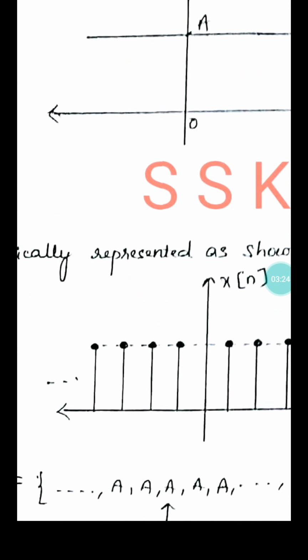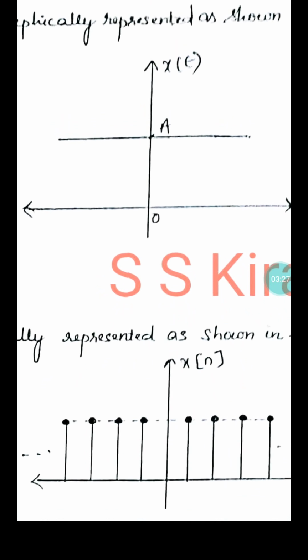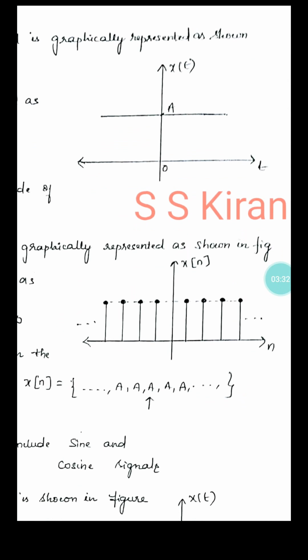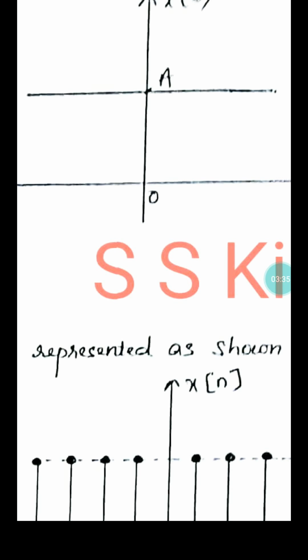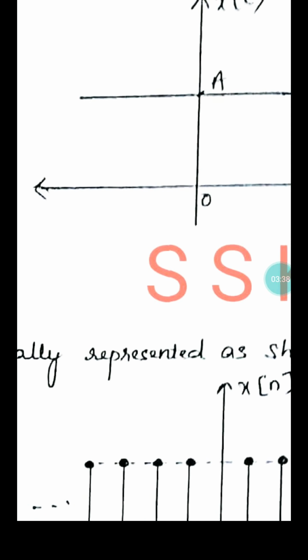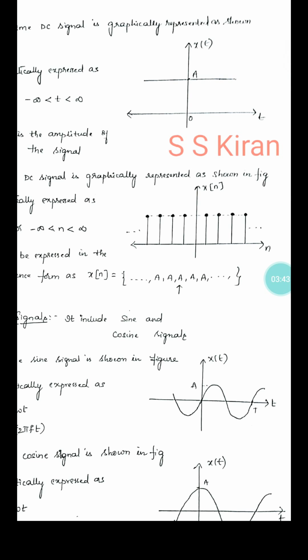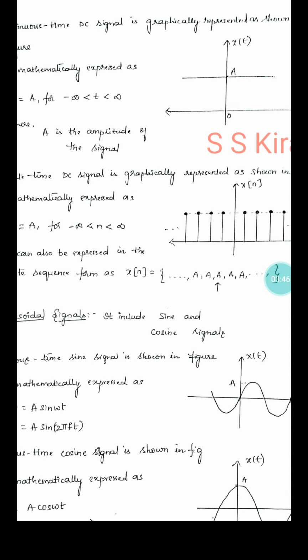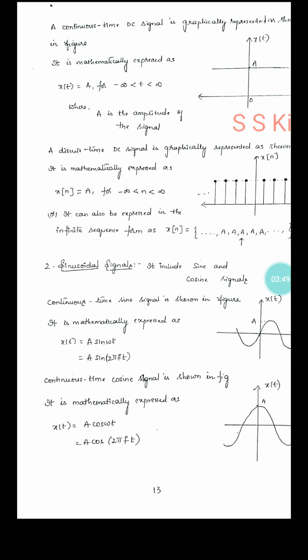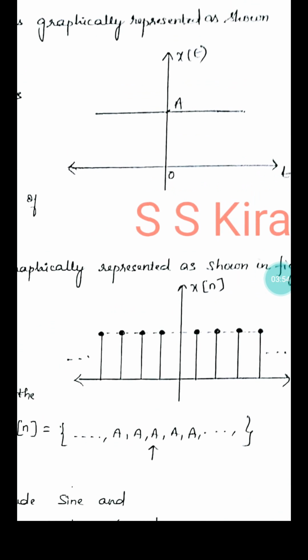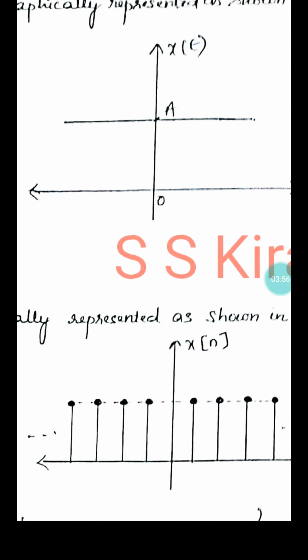We will see the graphical representation and mathematical expression. This is the graphical representation. You can see there is an amplitude A, a DC signal from minus infinity to infinity. These types of signals maintain constant amplitude, and are called DC signals. A continuous time DC signal is graphically represented as shown here.